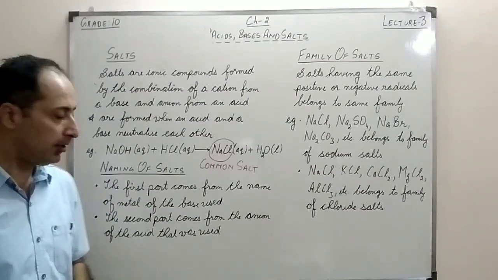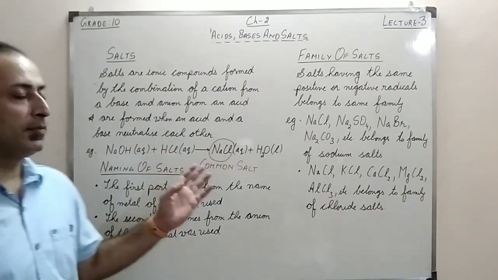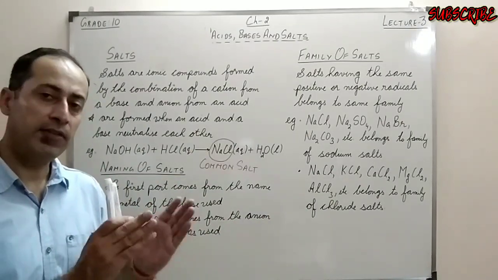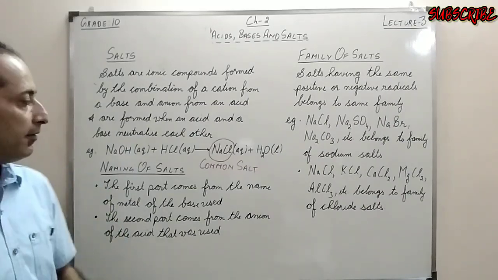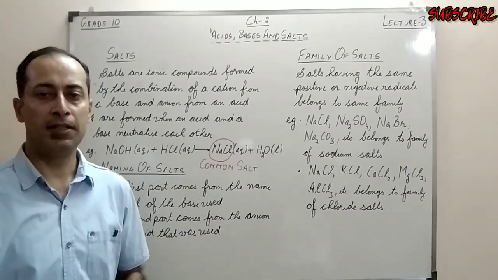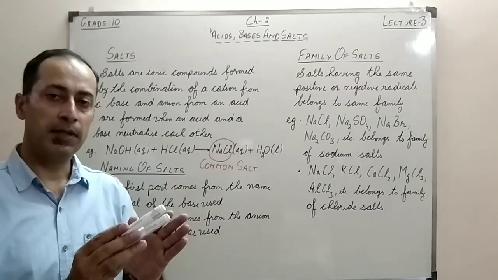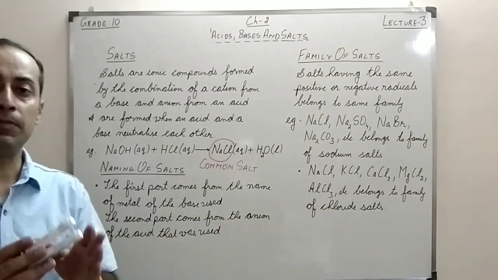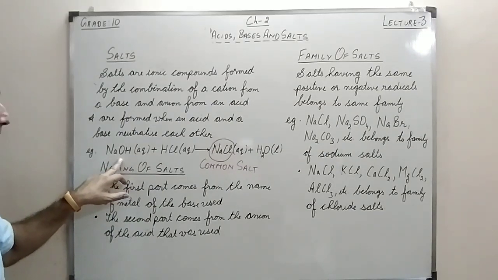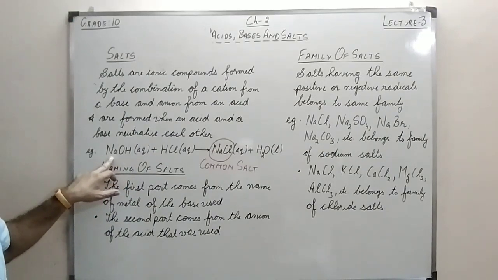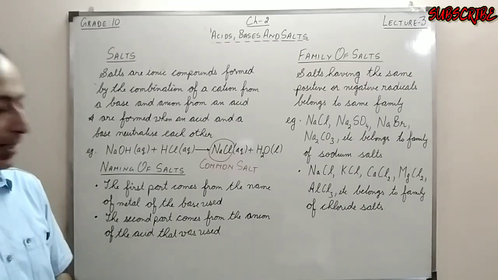Now how do we name a salt? The first part comes from the name of a metal. Whenever we write the name of a salt, the first part of that name comes from the name of the metal of the base used. When you talk about the name of this salt, it is sodium chloride. The first part is sodium, the name of the metal. Sodium is a metal, and that part is coming from the base. So this is the base I have used, and its first part is sodium. So the first part of the salt comes from the metal name of the base.